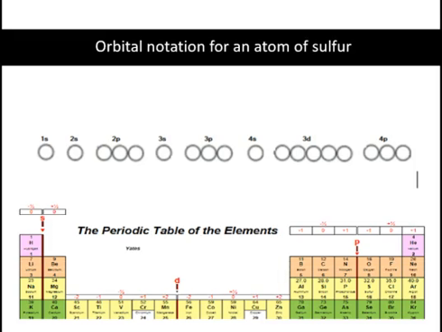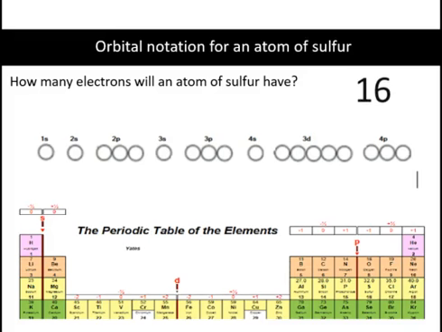So let's do the orbital notation for an atom of sulfur. How many electrons are in an atom of sulfur? As you well know, an atom has the same number of electrons as it has protons. And sulfur is number 16 on the periodic table, so it has 16 protons. So we're going to distribute 16 electrons.